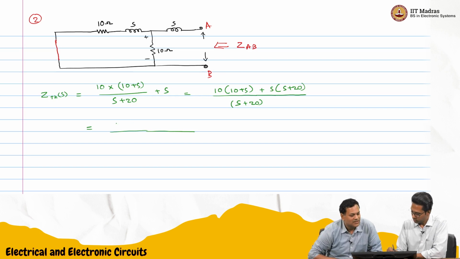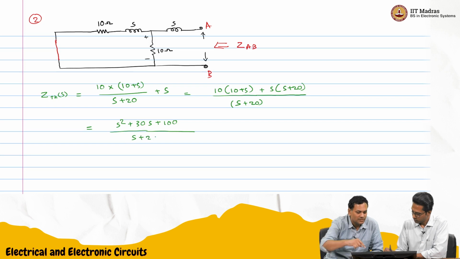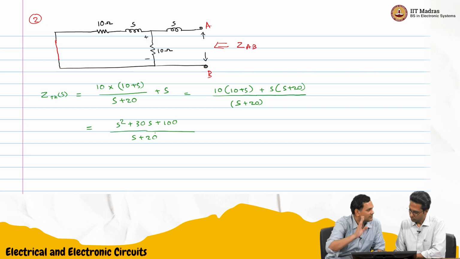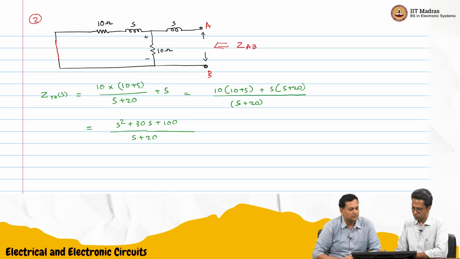So this will be S squared plus 30S plus 100 by S plus 20. So S squared plus 20S plus 10S, 30S plus 100. Yes, this is correct. And we want I of S. Or it was I2 of S.